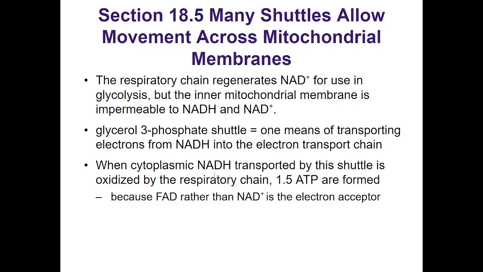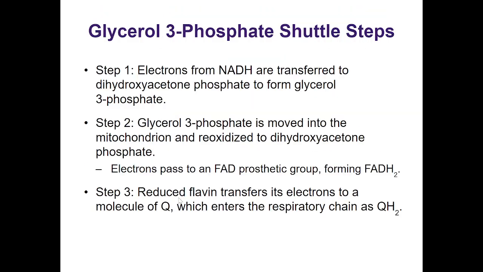Normally NADH would have generated 2.5, right? Instead, we're only getting 1.5 because it's the FAD that's going to be the acceptor. Step 1: the electrons from the NADH are going to be transferred to the dihydroxyacetone phosphate to form the glycerol 3-phosphate. Step 2: glycerol 3-phosphate is moved into the mitochondrion and reoxidized to dihydroxyacetone phosphate. Electrons are going to pass to the FAD prosthetic group. This is going to form the FADH2.